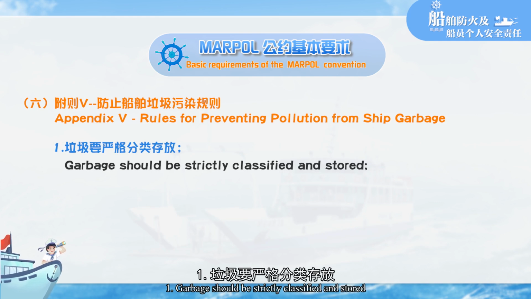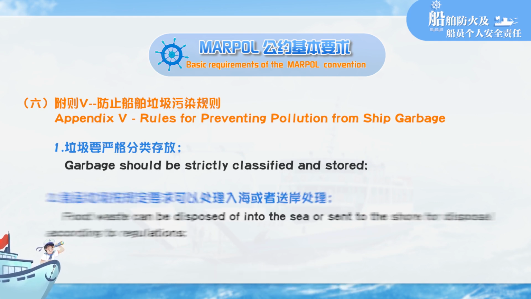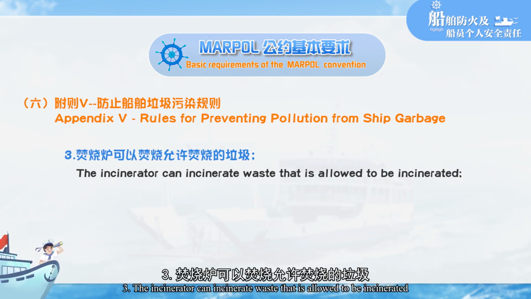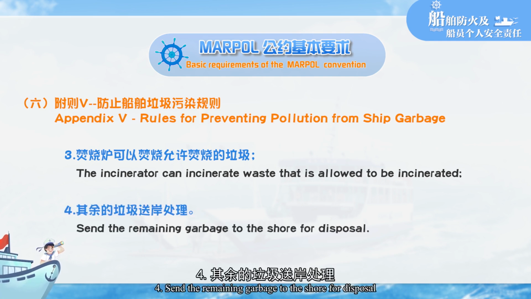Garbage should be strictly classified and stored. 2. Food waste can be disposed of into the sea or sent to the shore for disposal according to regulations. 3. The incinerator can incinerate waste that is allowed to be incinerated. 4. Send the remaining garbage to the shore for disposal.